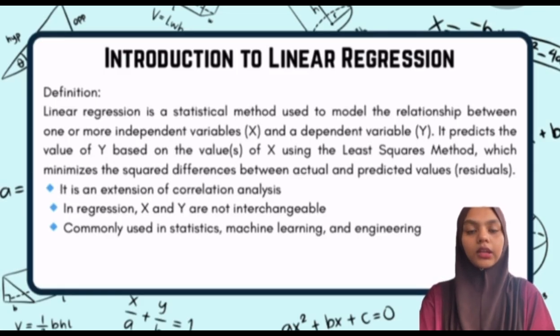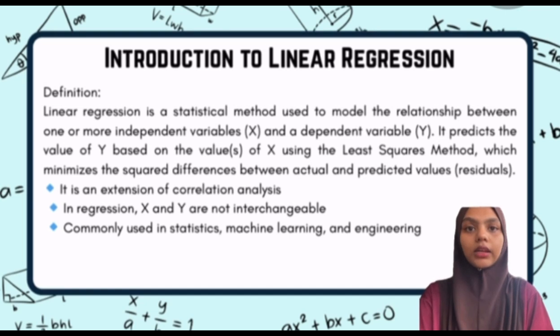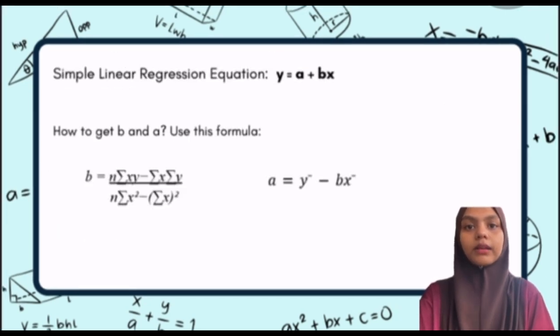Introduction to linear regression. Linear regression is a statistical method to study the relationship between an independent variable, which is x, and a dependent variable, which is y. It predicts y from x using the least square method, which is to find the best fit line by minimizing the difference between actual and predicted value. It extends correlation analysis, but here x and y are not interchangeable. The equation is y equals a plus bx.